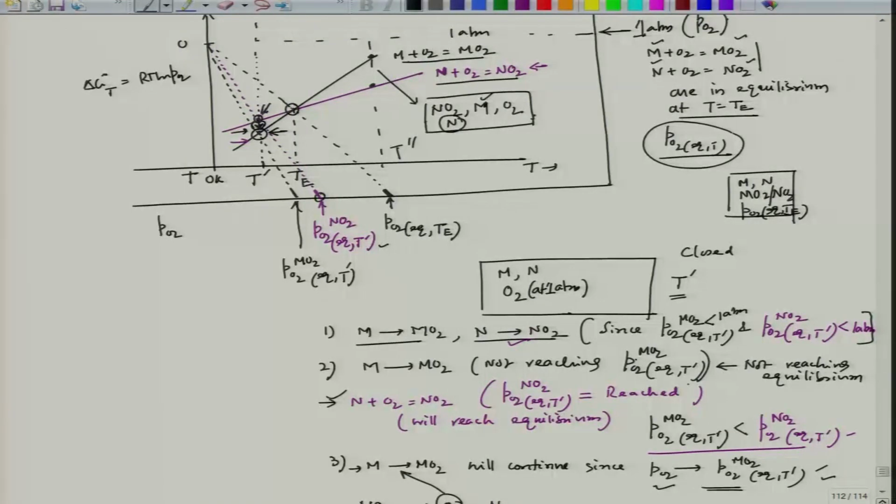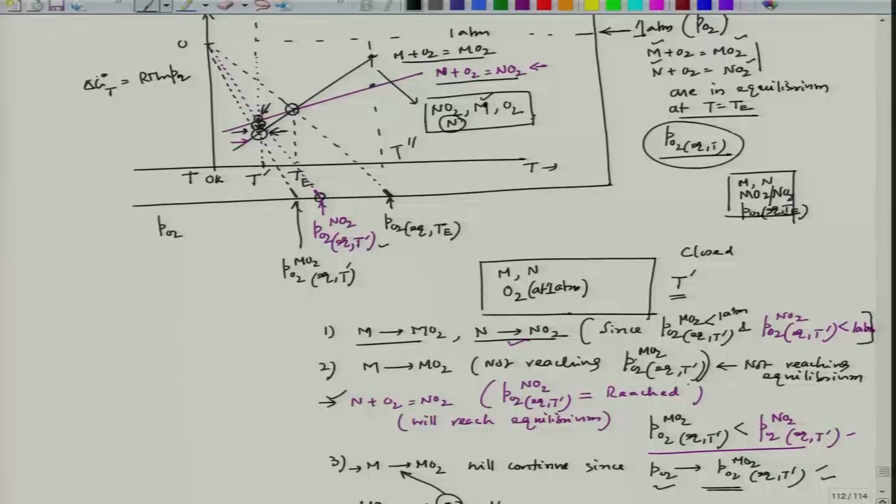Okay. So, this is about the Ellingham diagram, and one important information we are getting is that to understand whether a metal will oxidize or not, we have to see the partial pressure of oxygen in equilibrium with that metal in that system. If it is more than the partial pressure of oxygen in equilibrium, then oxidation will take place. If it is less than the partial pressure of oxygen in equilibrium, then the oxidation will not take place, rather reduction of that oxide will take place.